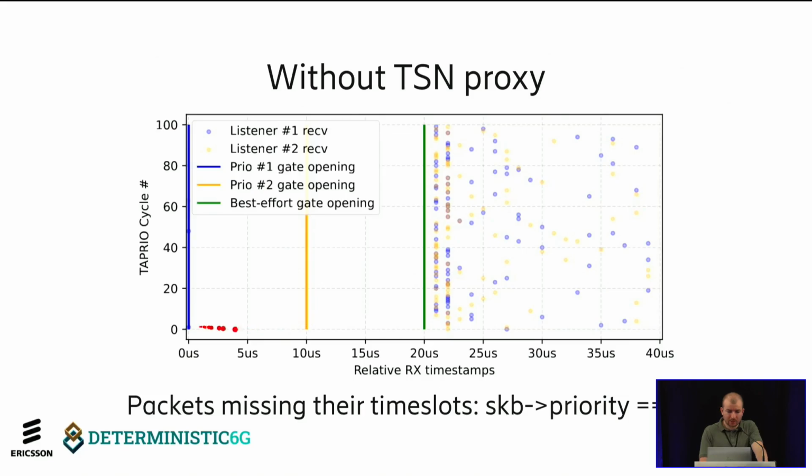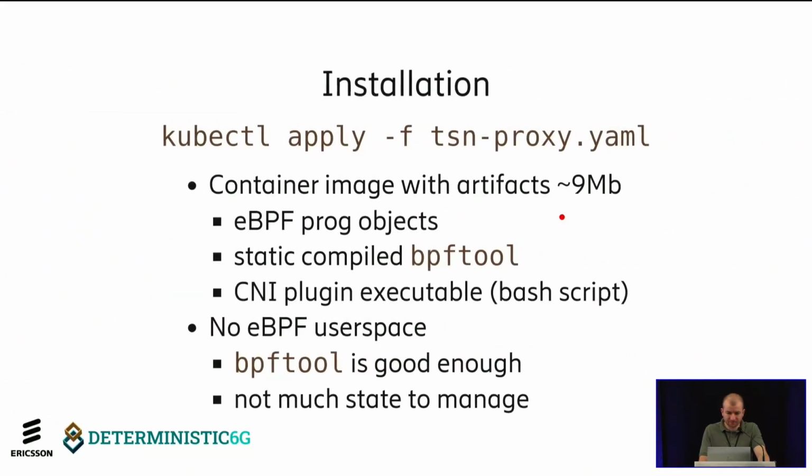And these are the cycles, the cycle number, and here are the time slots. As you can see, even though the pods are sending with predefined priority, the QDisc sees them as priority 0, and they are all classified as best effort traffic, so the listeners arrive at the best effort slot, which is not according to their priorities. And if you install it, just a regular kubectl apply of the TSN proxy, it can configure anything for you.